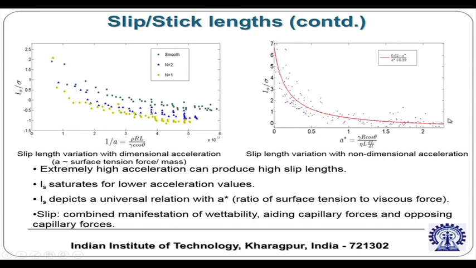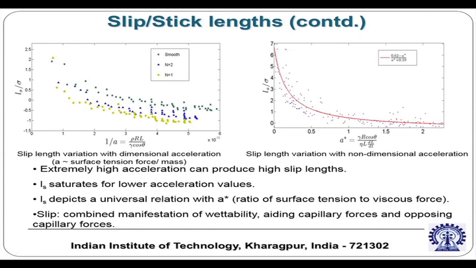So this LS versus A star is a universal variation, and this variation, you can see, does not depend on anything else, but it depends on the contact angle, because in the A star there is contact angle, okay. So we have now got the answer to the question, where from we will get the slip length?